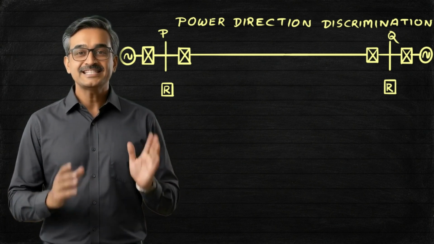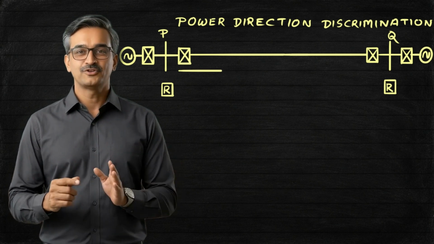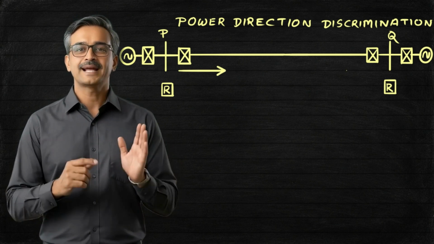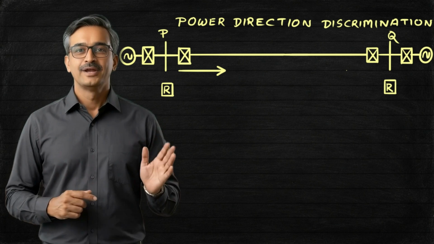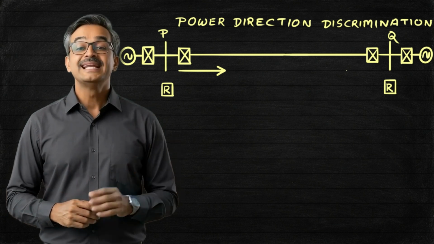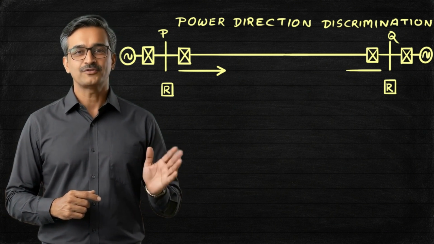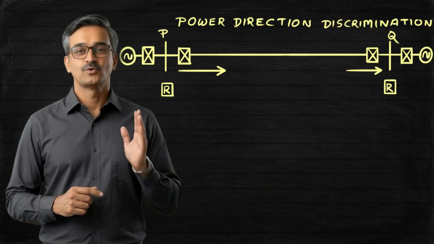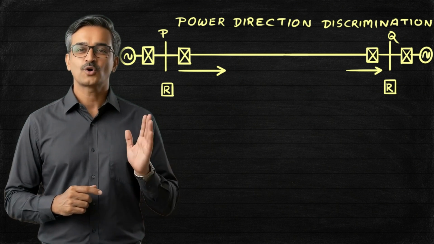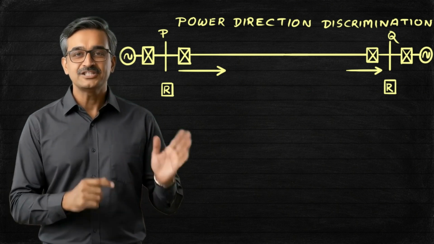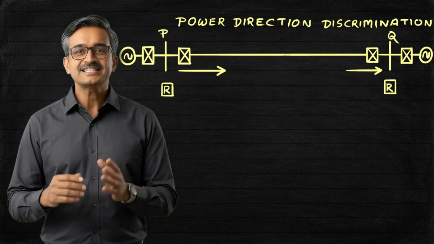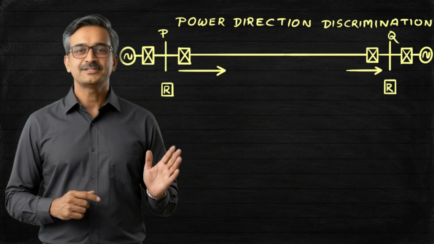Now, let's focus on just one end of the protected line. Assume that the relay at substation P detects power flowing into the protected section. At that very same instant, only one of the following three situations can exist at the other end. First case, power is flowing out of the protected section at substation Q. This corresponds to either normal load conditions or an external fault. Since the protected section is healthy, tripping must be prevented.